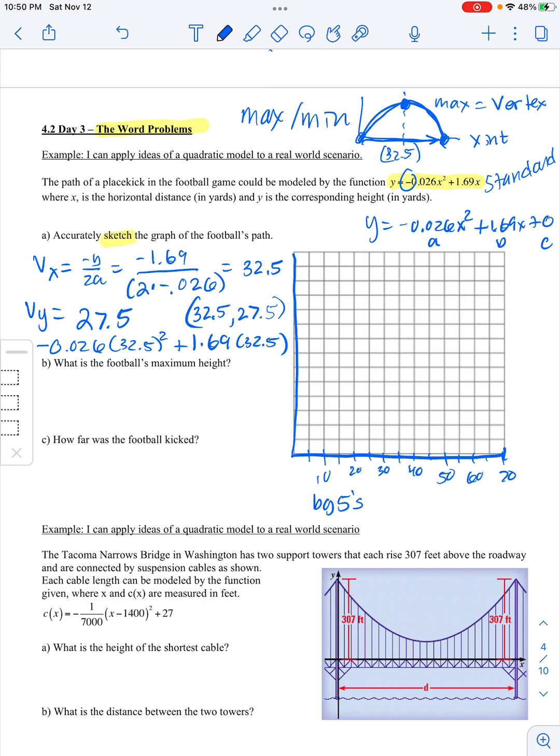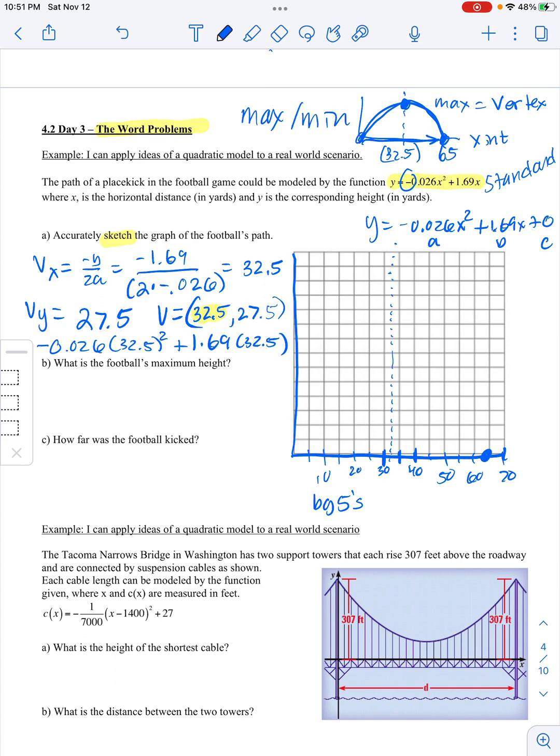So that means my axis of symmetry, which is always going to go through this X part of my vertex, is at 32.5. So if this was 30 and this is 40, this is 35. So 32.5 is in between that. That is the halfway point. If it's halfway, we decided that it'll land after 65 feet. So that means here at 65, it comes back down to the ground.